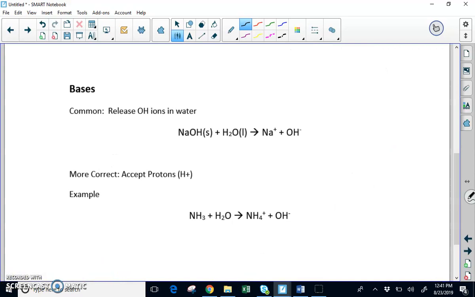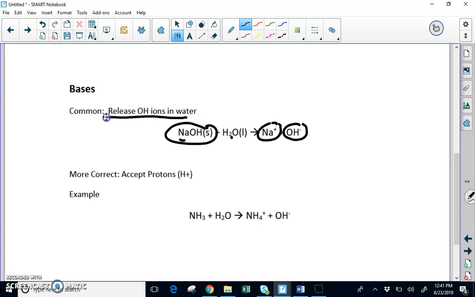Now, on the other end of the spectrum, we have bases, and the definition that you're taught in middle school is that bases are things that release OH- ions in water. This is sodium hydroxide, and when you put it in water, it releases Na+ and then OH-, and the fact that it releases OH- makes it a base.